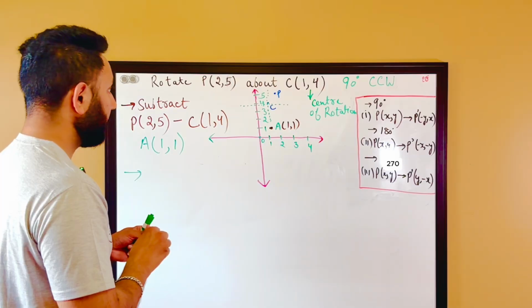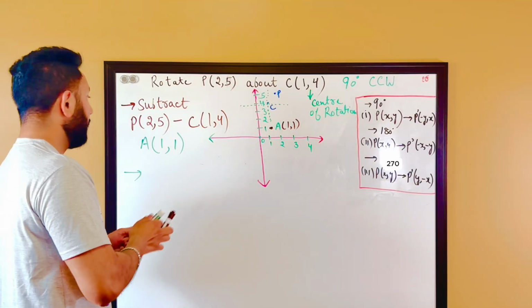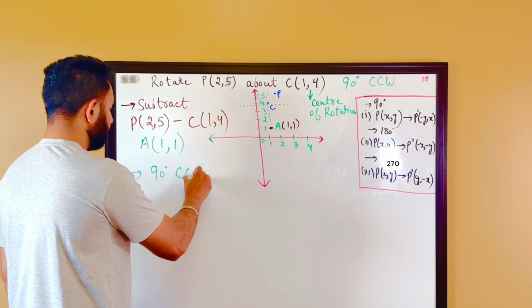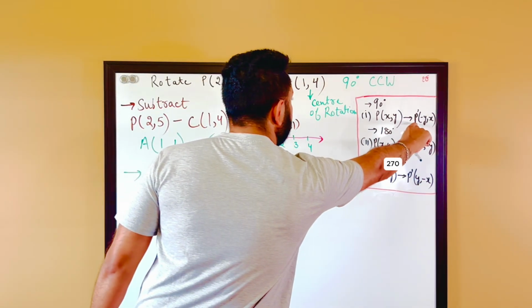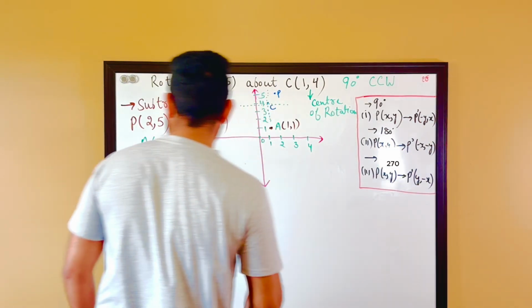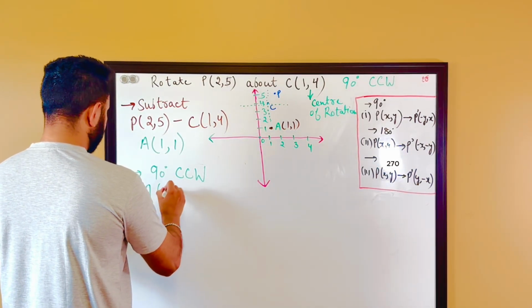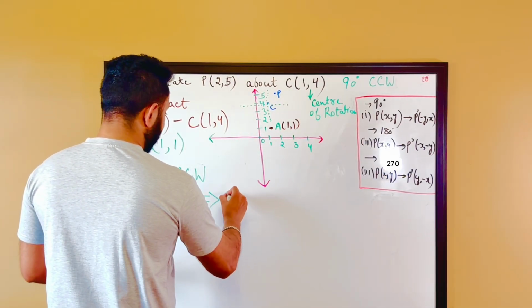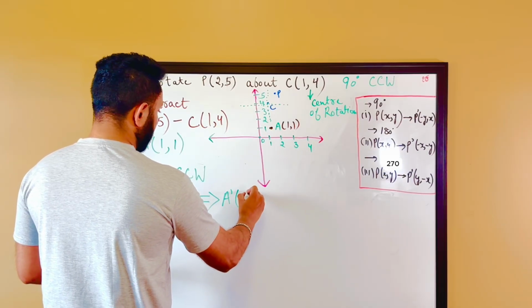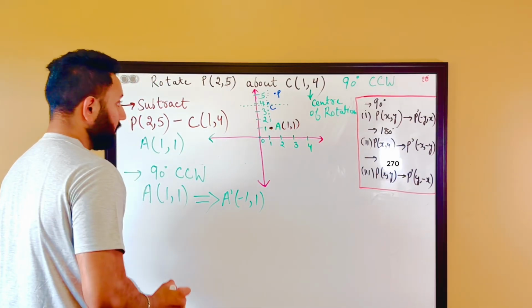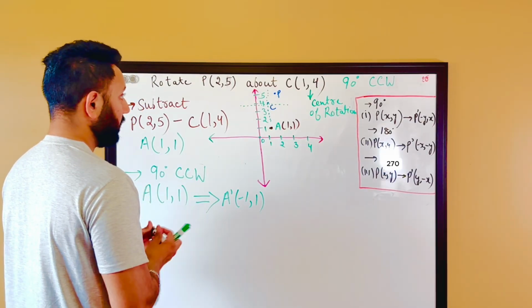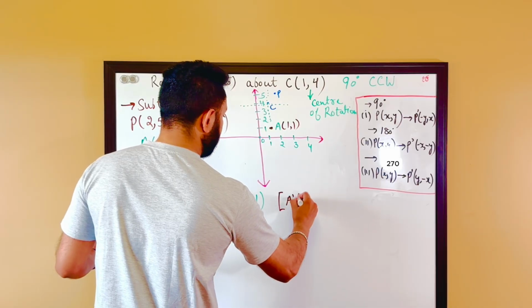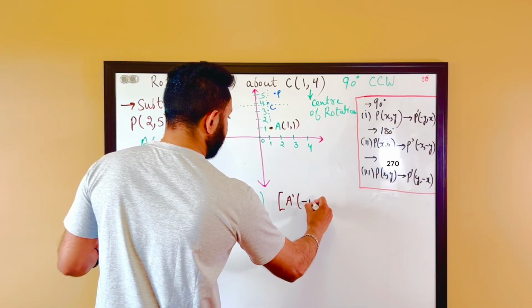So after that we can apply rotation rules, which is 90-degree counterclockwise. So P dash will be (minus y, x). So that means A dash will be (-1, 1), by rule (minus y, x).